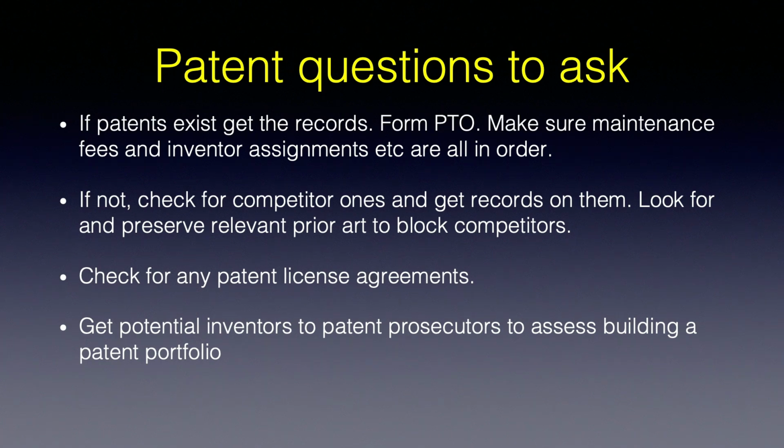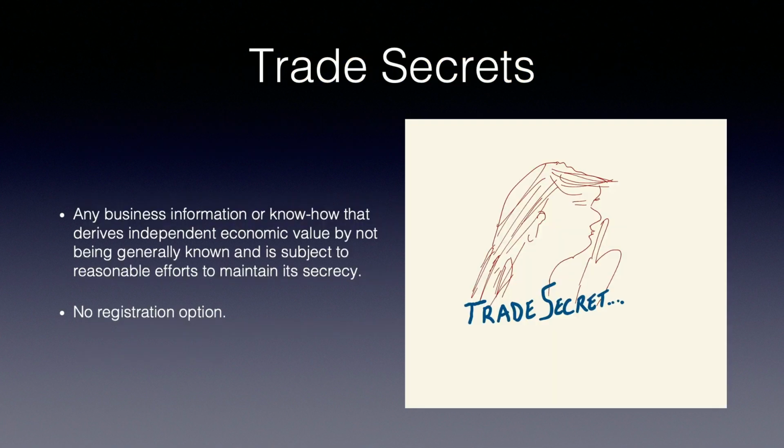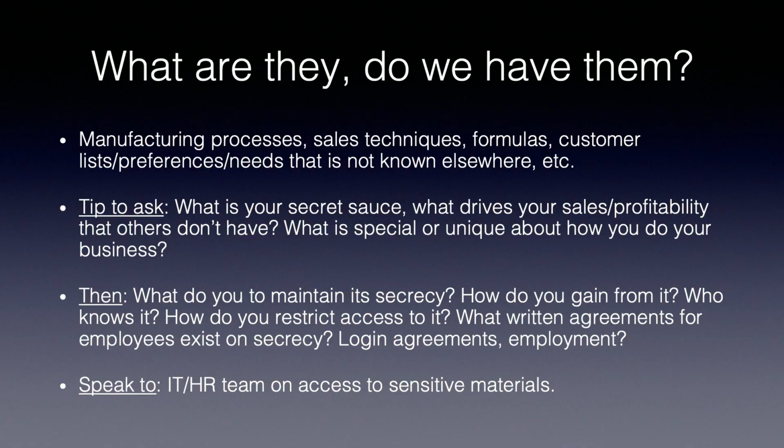Now let's turn to our final module, trade secrets. Trade secrets are any business information or know-how that derives independent economic value by not being generally known and are subject to reasonable efforts to maintain secrecy. Now, they are sort of the inverse of patents when it comes to registration. Whereas patents only exist if they're registered with the government, trade secrets can never be registered because there is not even a registration mechanism. So trade secrets are like copyrights and trademarks in the sense that you don't have to register to get them, but they're unlike patents. They're the inverse of patents in the sense that they can't be registered. There is no registration option.